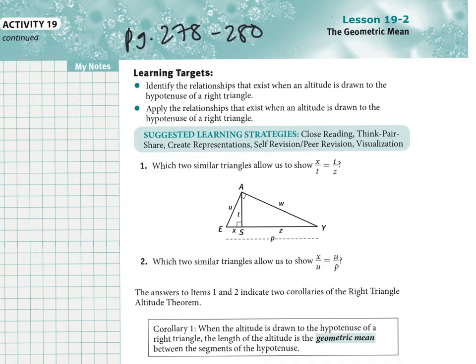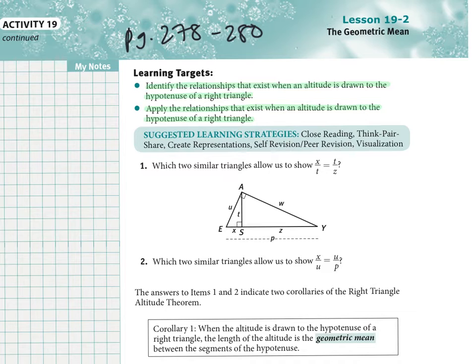So our first one for today is that we are going to identify the relationships that exist when an altitude is drawn to the hypotenuse of a right triangle. And we're going to apply the relationships that exist when an altitude is drawn to the hypotenuse of a right triangle.